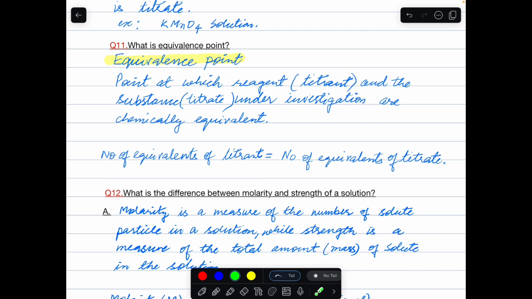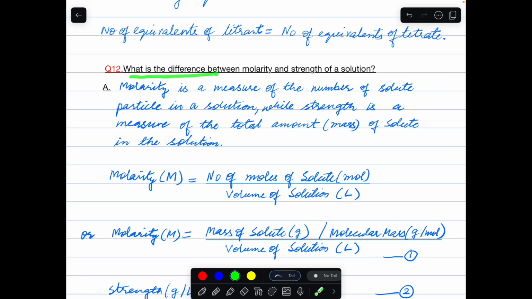Okay. Question is, what is the difference between molarity and strength of the solution? For the titration that you have done in the lab, you have reported your answer in terms of molarity and strength of the potassium permanganate solution, which was unknown for you. So what is this molarity? Molarity is the measure of the number of solute particles in a solution, and this number of solute particles we write in terms of number of moles. While strength is a measure of total amount, that is total mass of solute in the given solution.